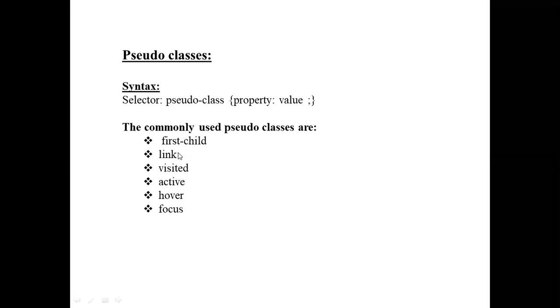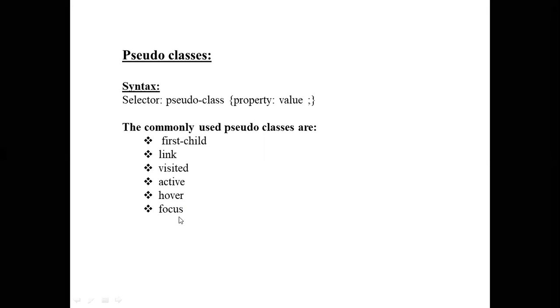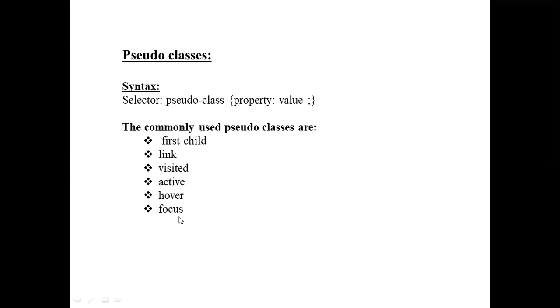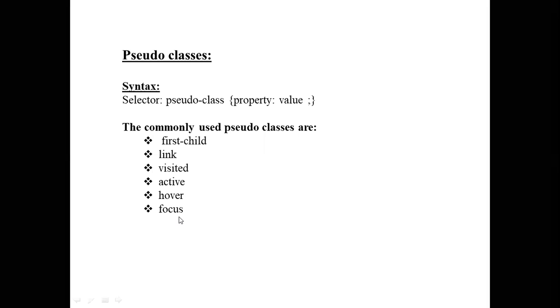Next, link. It adds special style to a normal link. Next, visited. It adds special style to a visited link. Next, active. It adds special style to an active link. Next, hover. It applies styles when the mouse points over the element. Next, focus. It applies styles when the element accepts input from the keyboard. So these are the different pseudo classes present in CSS.